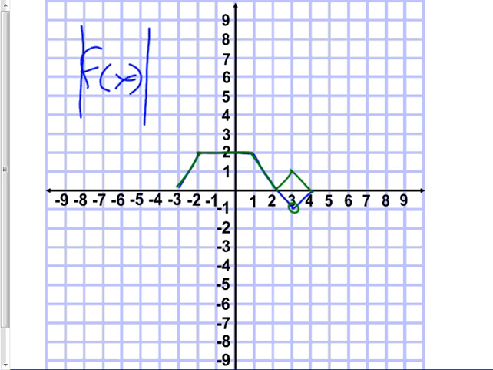Okay, that was the easier kind. All the stuff that was down below got flipped up. What if I do instead absolute value of just the x's? I want you to turn your iPad my way once you've got this one sketched.